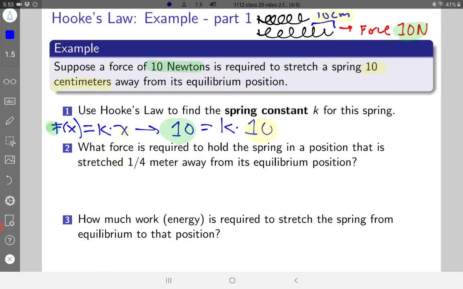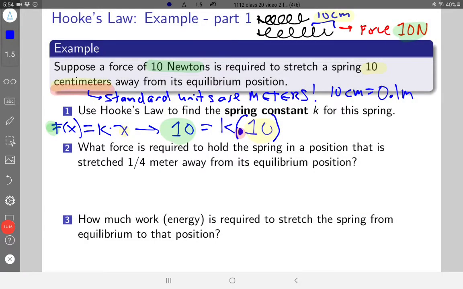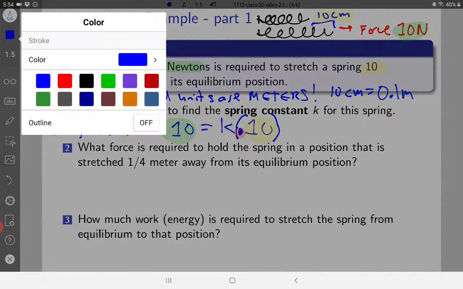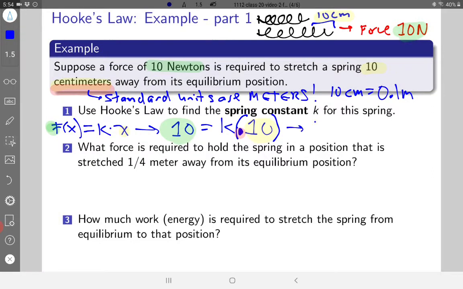And then let me even be more careful and say that you might have caught a little small purposeful error there, which is that 10 centimeters is really not what I want to plug in for x here. I really want to plug in 0.1 or 0.10 because the standard scientific units are meters, and so 10 centimeters is 0.1 meters. So really what I have here is 10 newtons is equal to k times 0.1 meters. And so I can divide both sides by 0.1 to say k is 10 over 0.1, which is 100. That's the value of the spring constant for this spring.